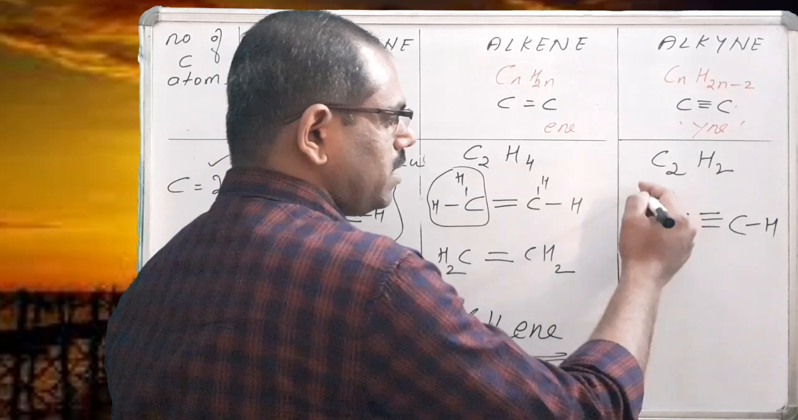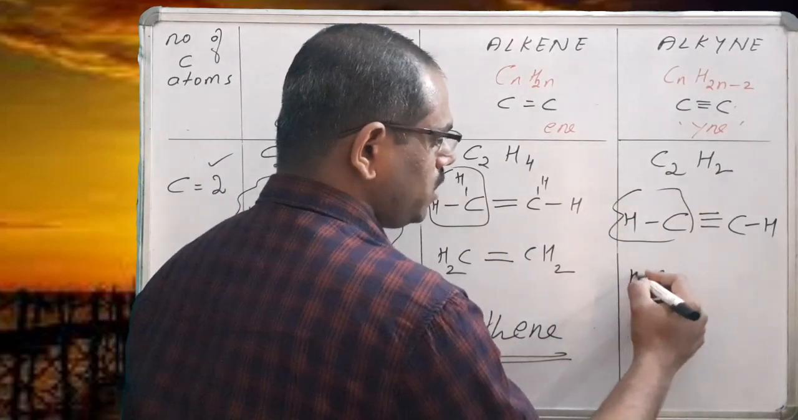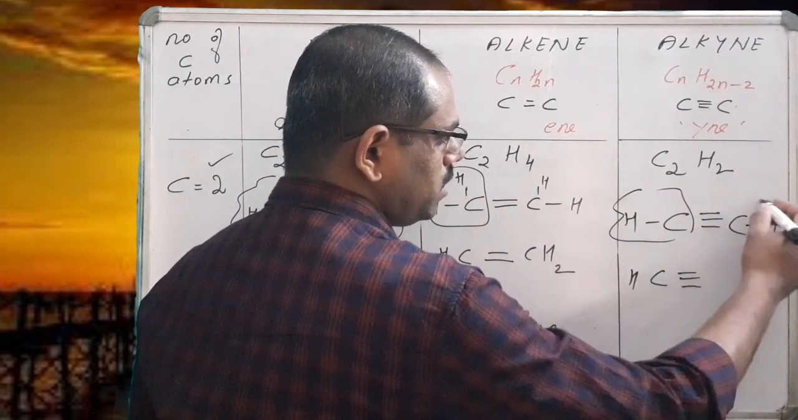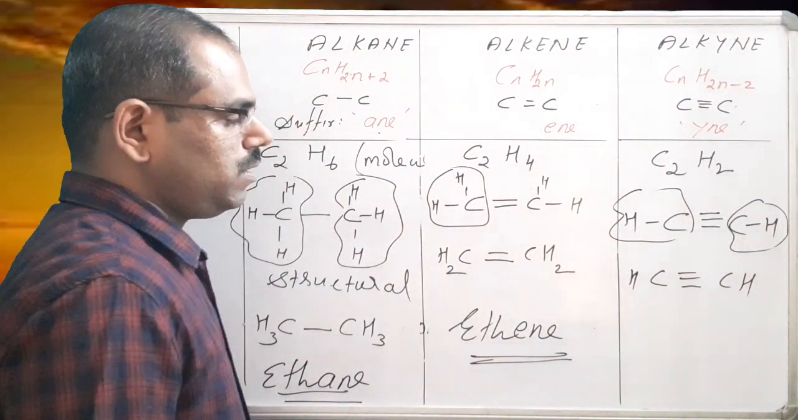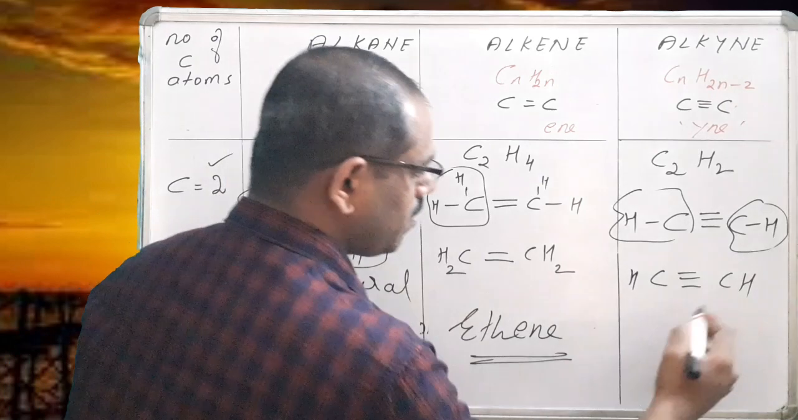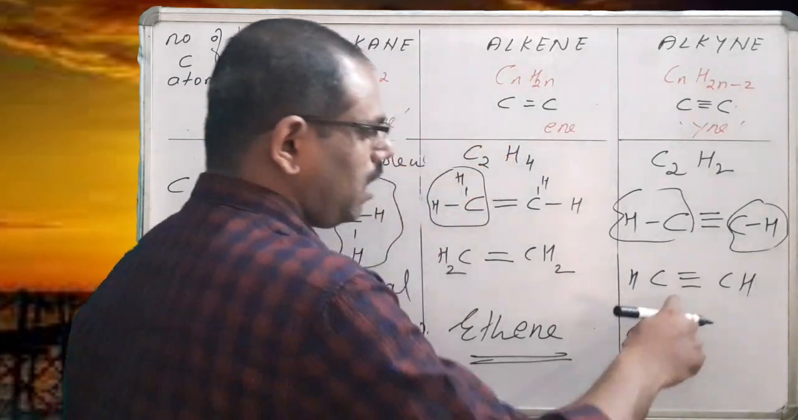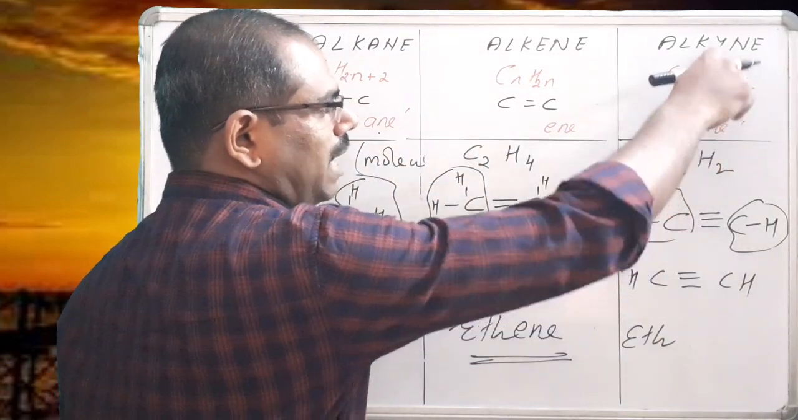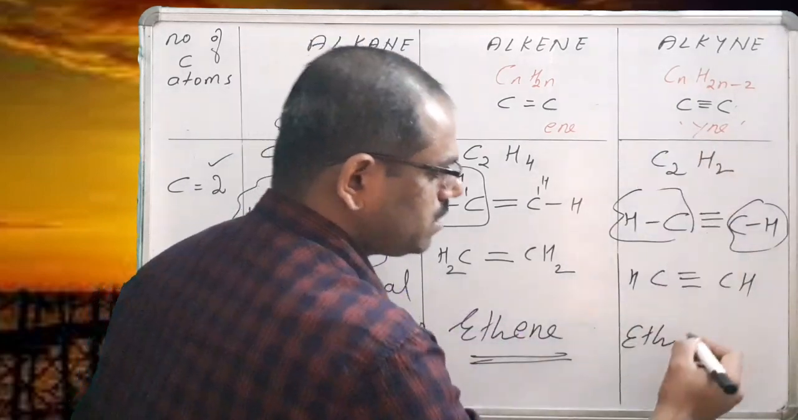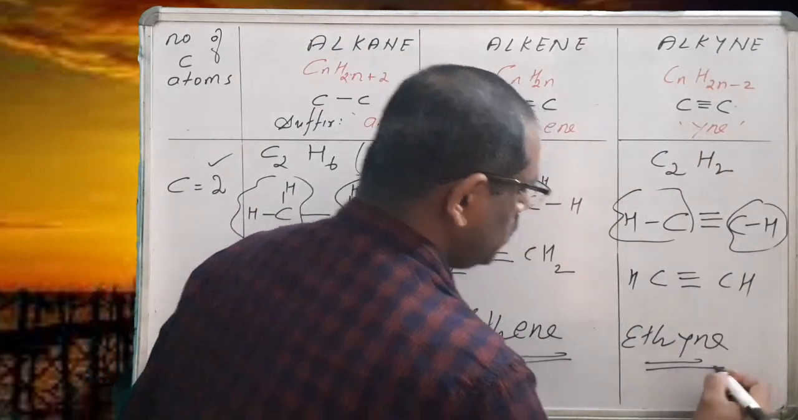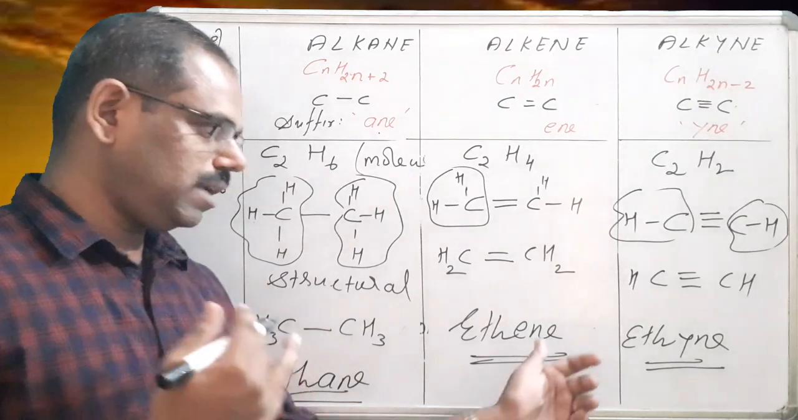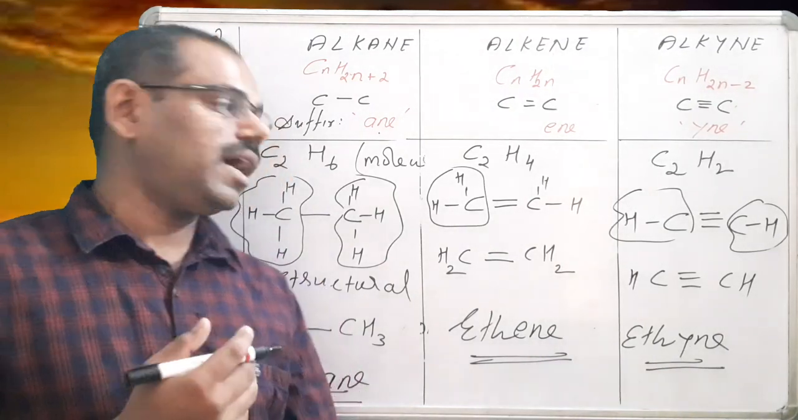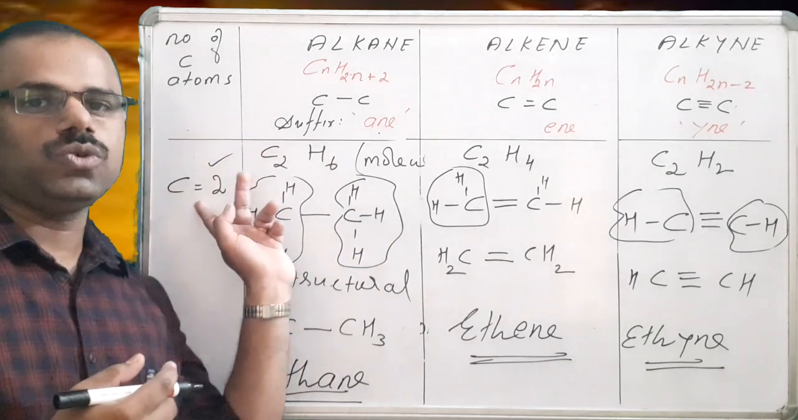So you make it condensed, this one together: CH, triple bond, CH. Okay, how do we name this one? 2 carbons, eth. And triple bond compounds are alkyne. So we use the suffix yne. So we got 3 compounds, ethane, ethene and ethyne, with carbon equal to 2.